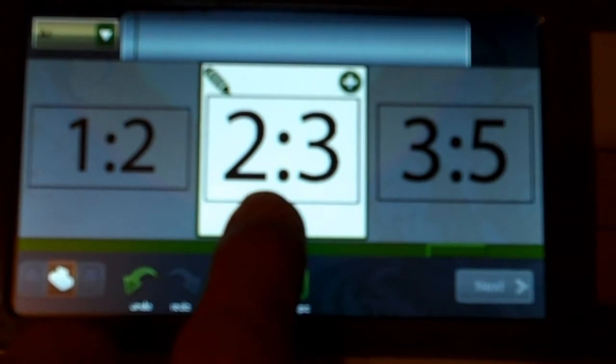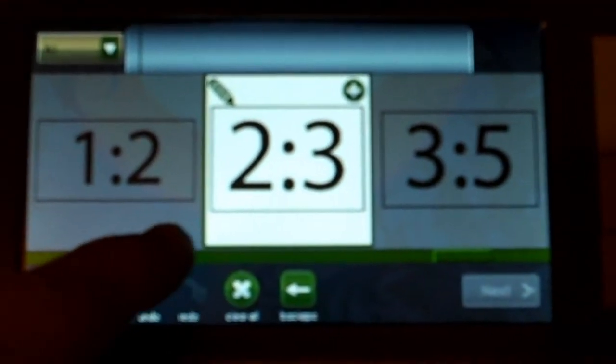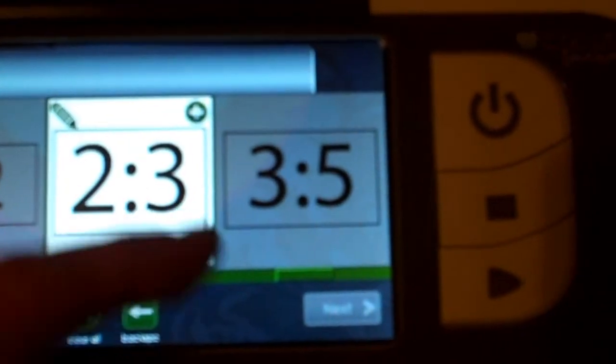So for example, this 2:3. For every 2 inches in height, you got 3 inches in width. 3:5 is the same thing. 3 inches high by 5 inches wide. Okay, so we have our rectangles that are on the screen, and we have the standard ratios, the 1:2, 2:3, 3:5, 5:7, 8:10, and 8.5 by 11.